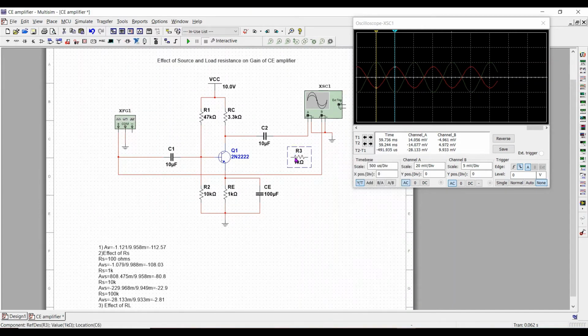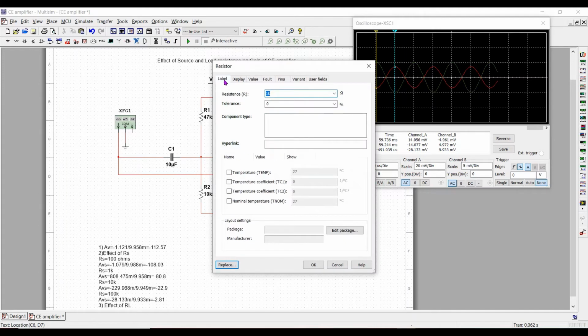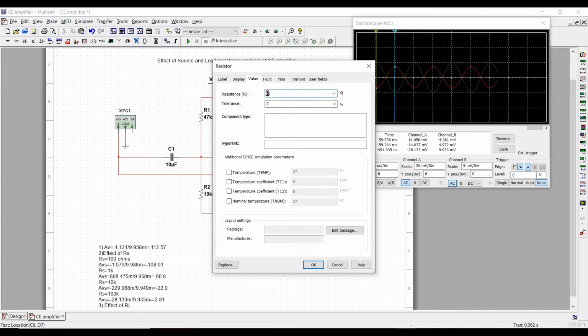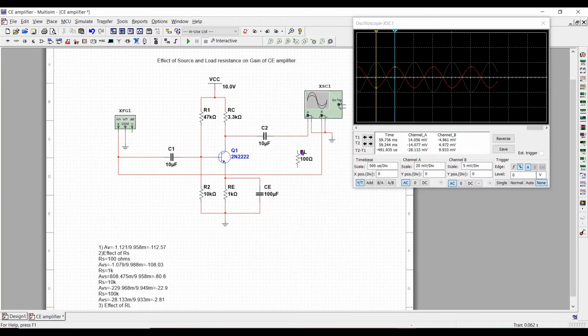Let's flip it. Change its value. Label it as RL for load resistance. Value initially we will be taking it as 100, the same 100 ohms which we have taken for the source resistance. Connected in parallel to the output.